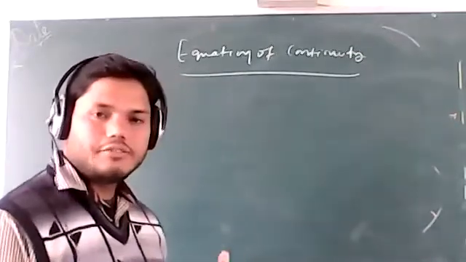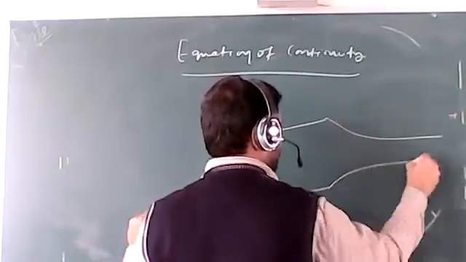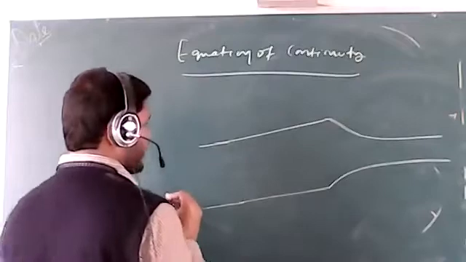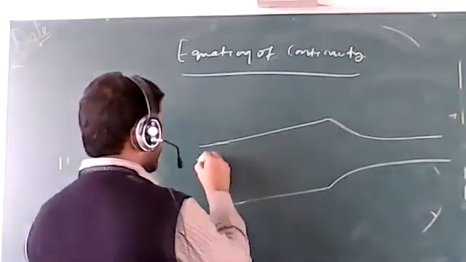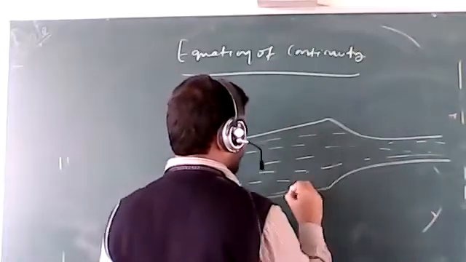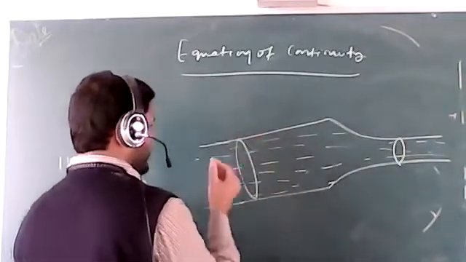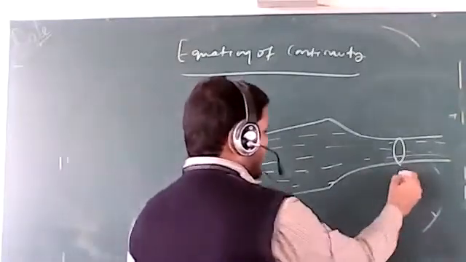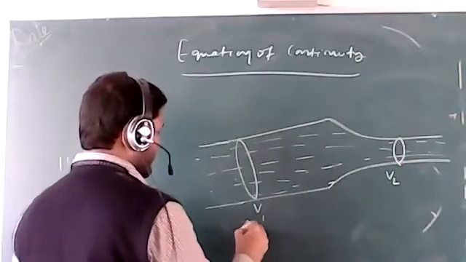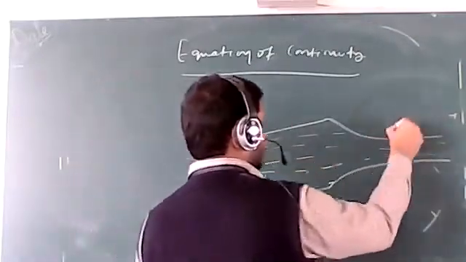Okay, so equation of continuity. If a liquid is flowing like this through a streamline flow, and having different areas, here the area is different, and here the area is also different. As it is a narrow cross section, the velocity will also be more. So here the velocity is v1 and here the velocity is v2. This is point a and this is point b, and the time is delta t here, and here also the time is delta t.